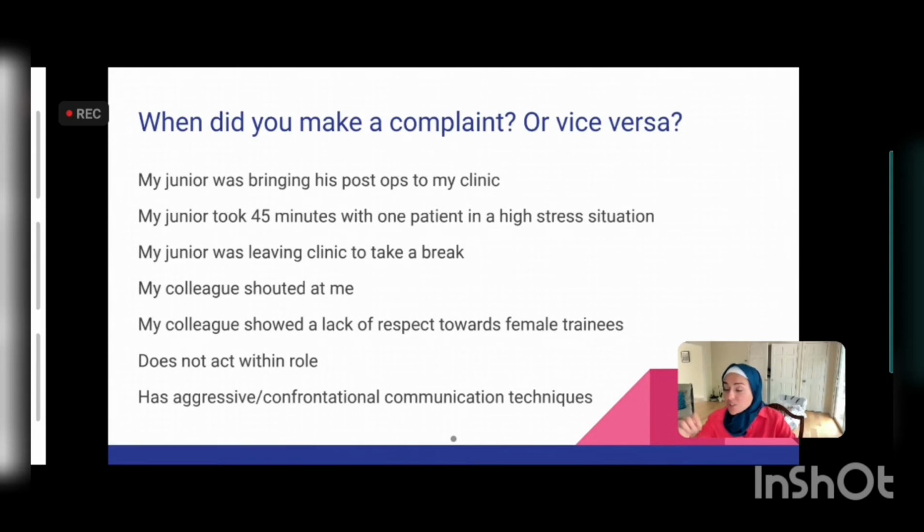The other time, my junior took 45 minutes to see a patient, and I wasn't happy. And I told this to the junior. That ended up in a big complaint as well. I had to speak to a junior who was leaving a busy clinic to take a break. I told you about when my colleague came in and shouted at me and said, you can't use this room. When I was head of school, I had another trainee where a complaint was made against him that he was showing a lack of respect to female colleagues, and I had to investigate that. It caused a lot of time to investigate it.